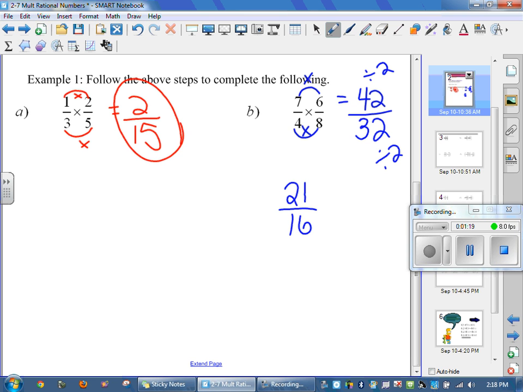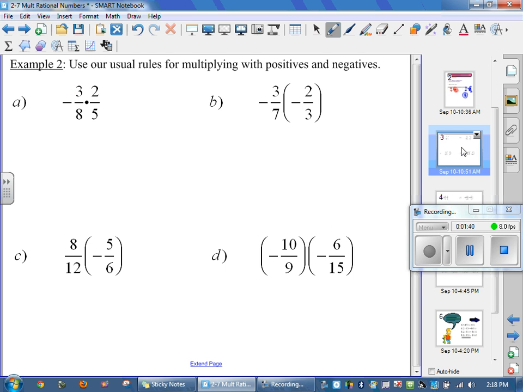Good. Now check both of those numbers. Will they divide by anything? No. The only thing that will divide into 21 is 1, 21, 3, and 7. And 16 won't divide by 3, 7, or 21. So you're done. Okay? That's as low as it goes. Final answer. Let's go to the next questions. Next questions. We do the exact same thing.